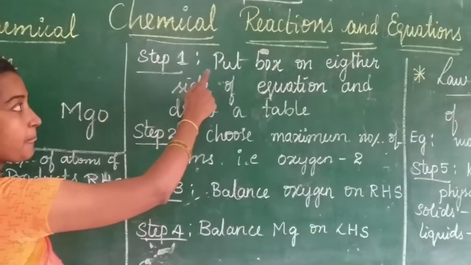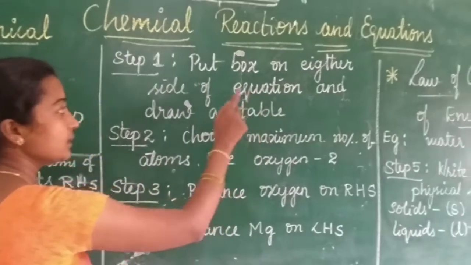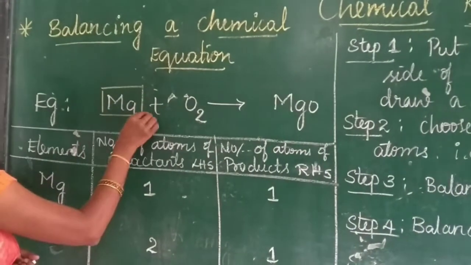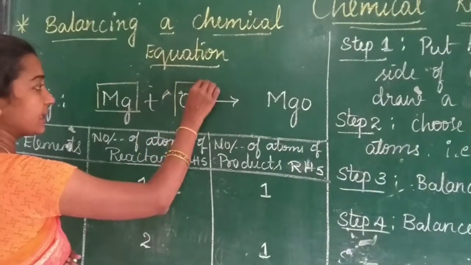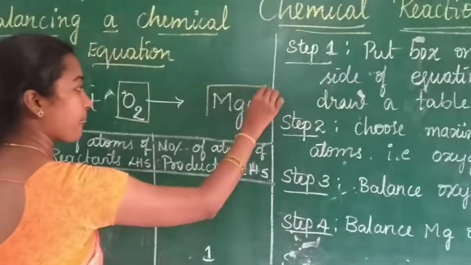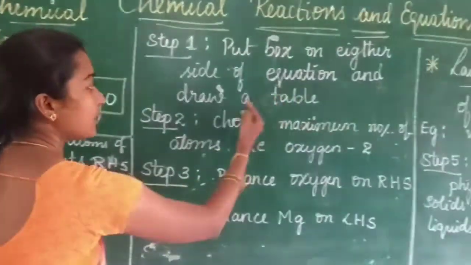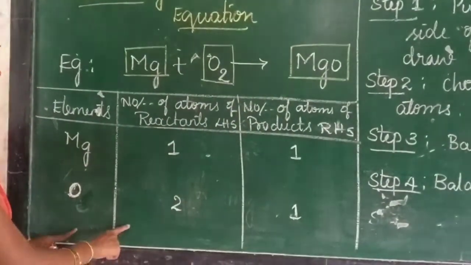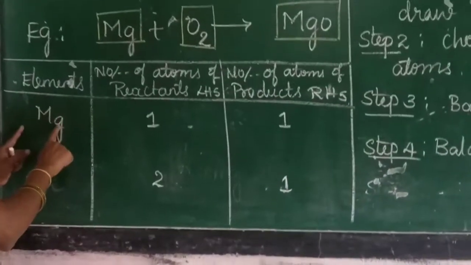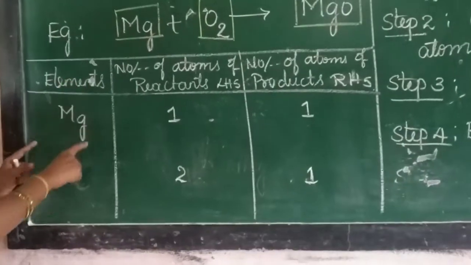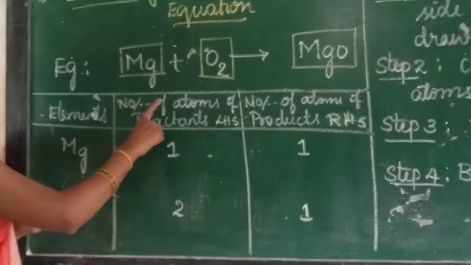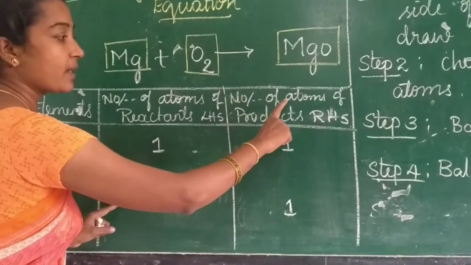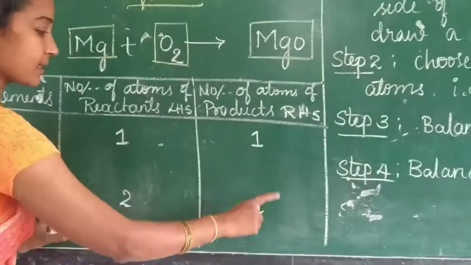In step 1, put a box on either side of the equation. See children, put a box on either side of the equation like this. And next, draw a table. In this way, we draw the table, and this table contains 3 columns. First column, elements column. Second one is the number of atoms of the reactants on LHS. Third one is the number of atoms of products on RHS.